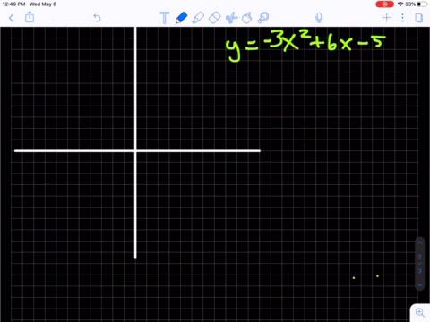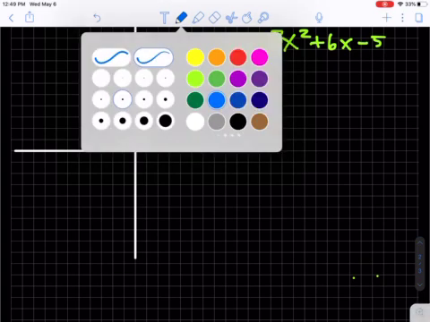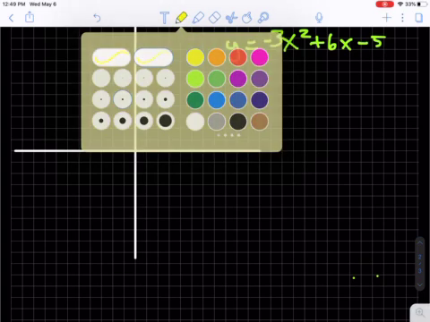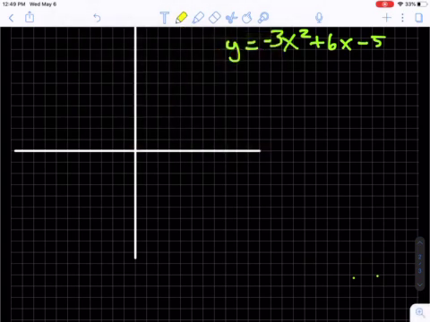I have another example here. So what I'm going to do is I'm just going to help you really quick find the axis of symmetry, the vertex, and the y-intercept. And we are not going to graph it in the interest of keeping this kind of short. So let's find our axis of symmetry first. All right.